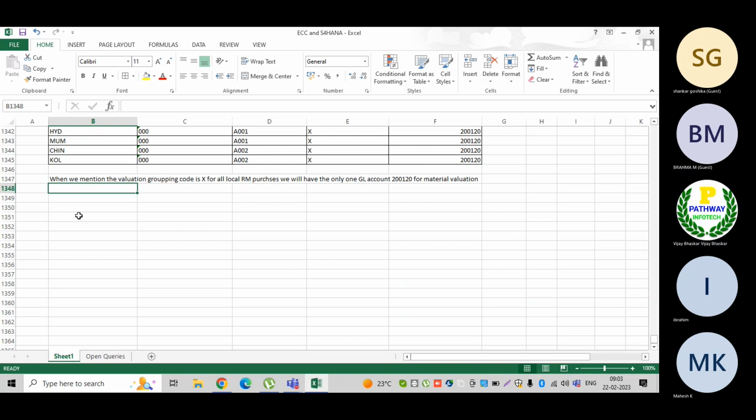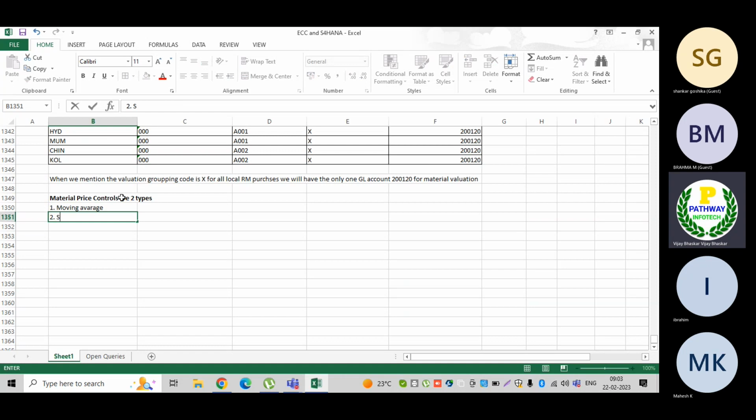Okay, then material price controls. We will have two types of material price controls. One is the moving average, the second one is the standard price.